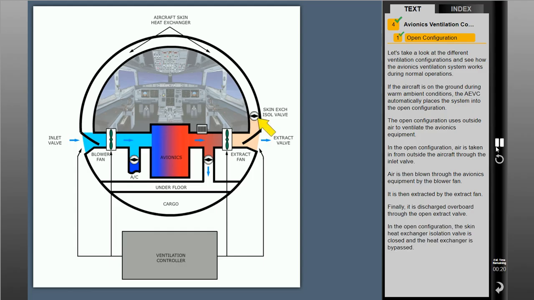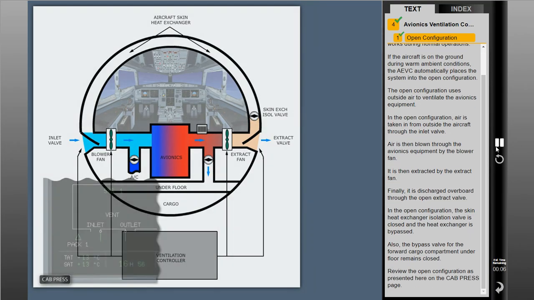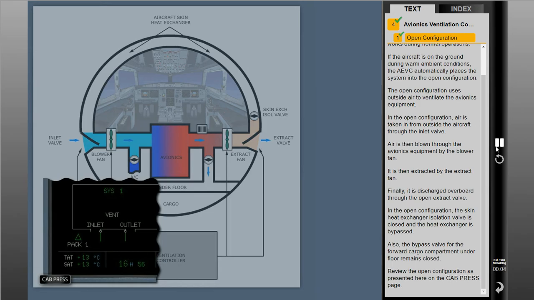In the open configuration, the skin heat exchanger isolation valve is closed and the heat exchanger is bypassed. Also, the bypass valve for the forward cargo compartment underfloor remains closed. Review the open configuration as presented here on the cabin pressurization page.